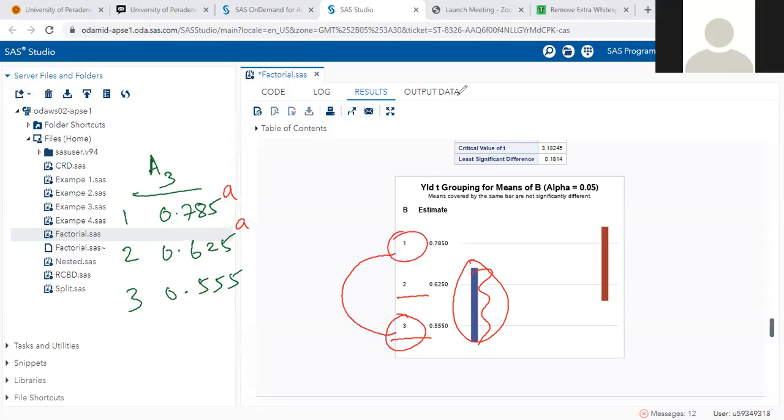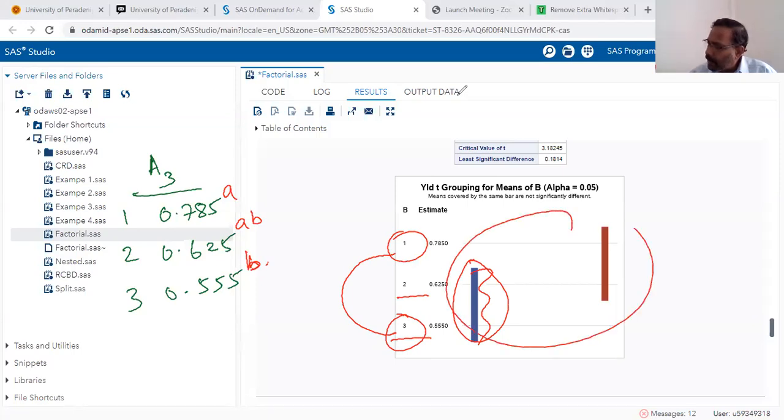That is different. So this is how we can mark it. First one is A, second one is A and B, third one is only B. Now we can represent the whole thing by this. Can you just identify? Look at this marking. There is no difference between first and second. Similarly, there is no difference between third and second. But there is a difference between first and third, by looking at the letters.